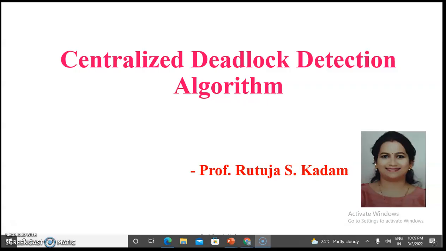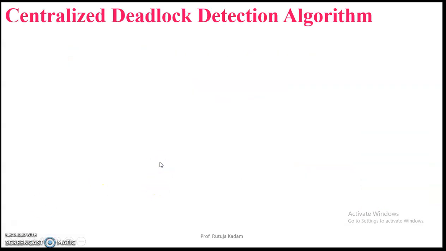Today we will be learning the centralized deadlock detection algorithm in distributed systems. So let us begin. The name itself suggests what centralized means. That means some activity is going to be performed in a central manner, or some central node is going to coordinate the activities between the sites.